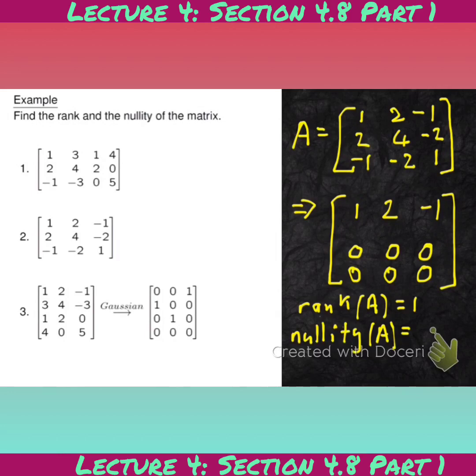What is the nullity of A? The nullity of A can easily be determined. It is the number of columns of A minus the rank. The number of columns of A happens to be 3, minus the rank, which in this case is 1. So the nullity of the matrix A is 2.